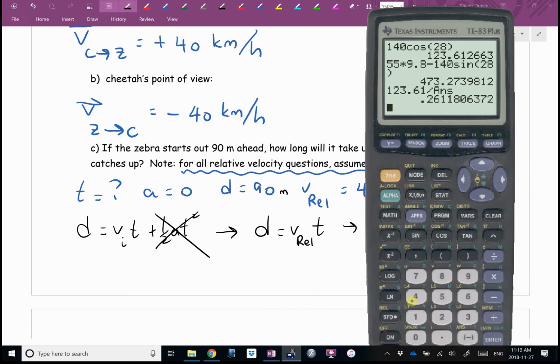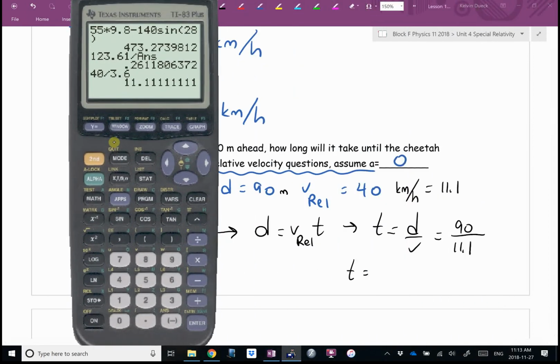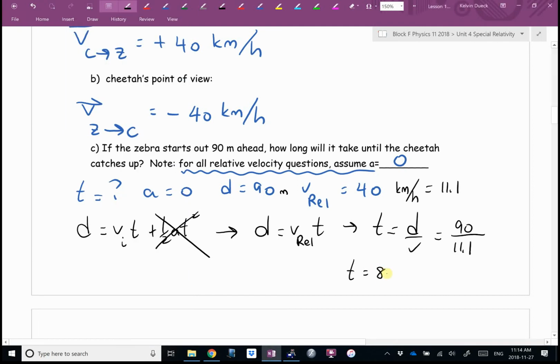So 40 divided by 3.6, and I get 11.1 repeating. So it's going to be 90 over 11.11111. I'm going to use my answer button. How much time? I get 8.1 seconds. So if shelter is 89 meters away, this zebra might survive. If shelter is 91 meters away, this zebra is in trouble in 8.1 seconds.